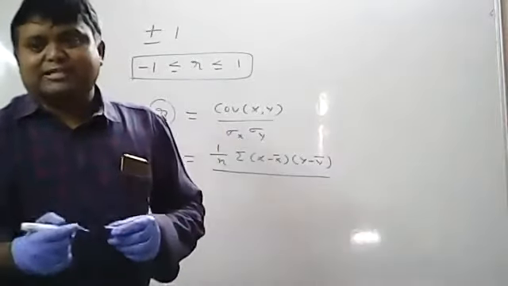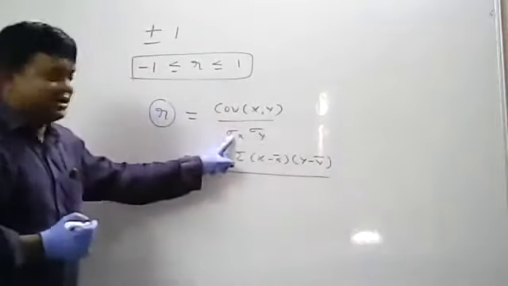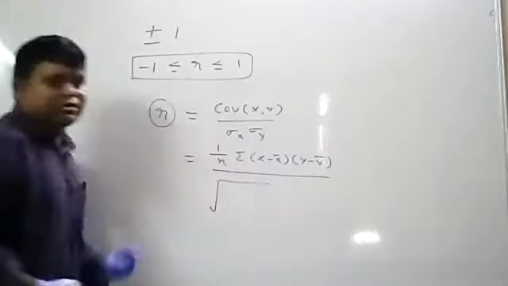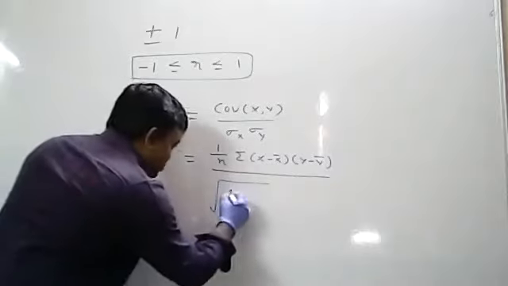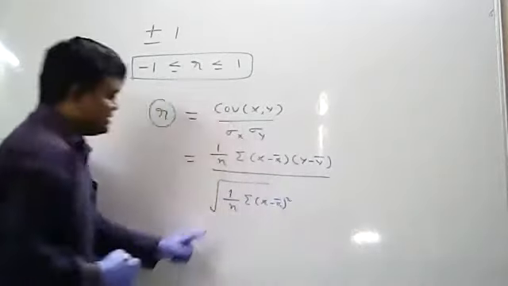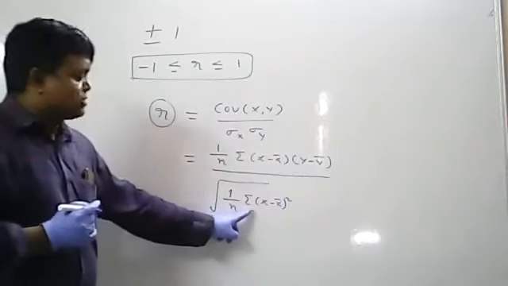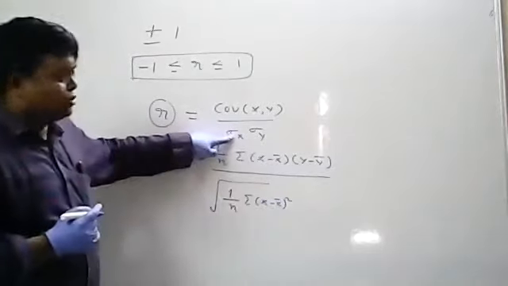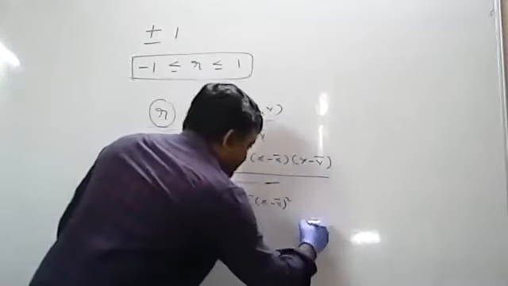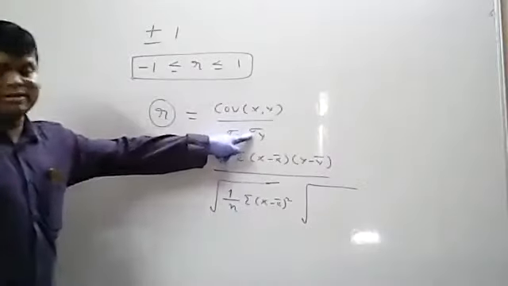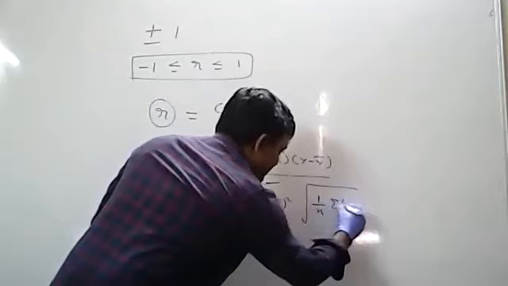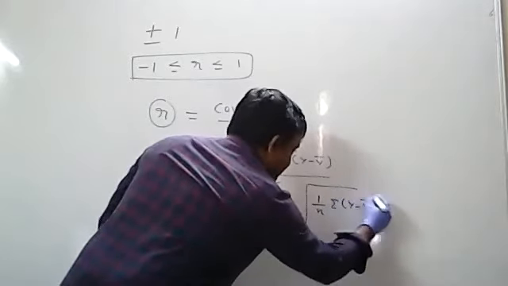Next, the variance formulas. You know the sigma square x formula and sigma square y formula. But I want sigma x, which means a root. Sigma square x is 1 by n into summation x minus x bar whole square. I want only sigma x, so I will take the root. Similarly sigma y is the root of 1 by n into summation y minus y bar whole square.